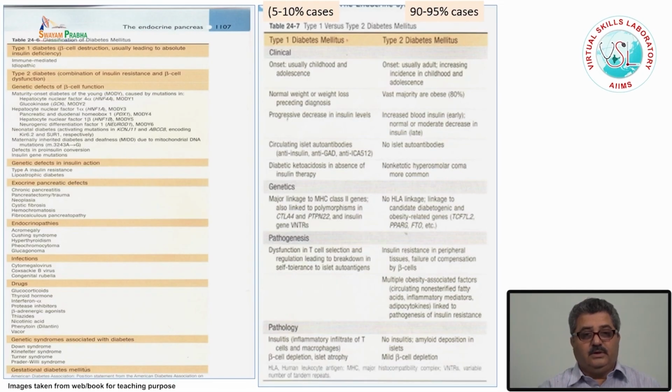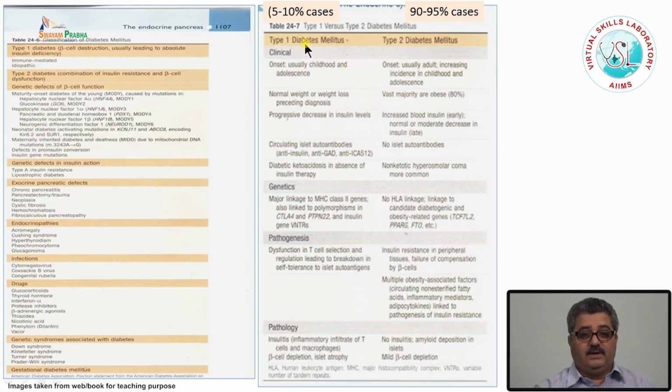The majority of the patients have type 2 diabetes mellitus, which comprises about 90 to 95% of all cases, and the minority, about 5 to 10%, have type 1 diabetes mellitus. So, the majority of the patients are type 2. There are basically some differences between type 1 and type 2 diabetes mellitus.